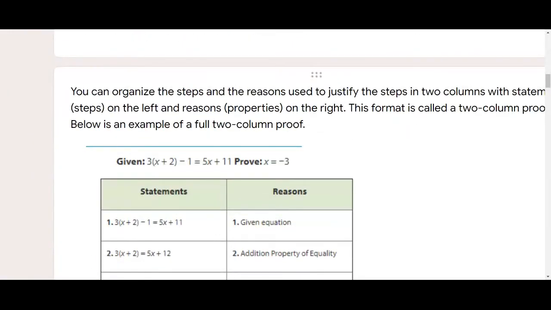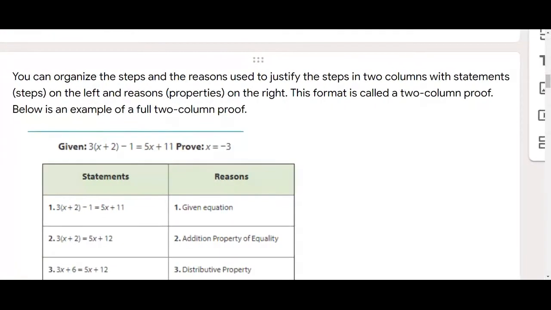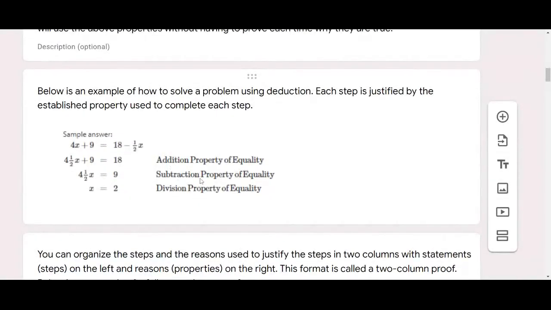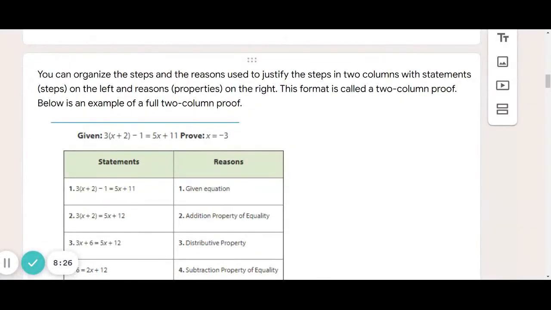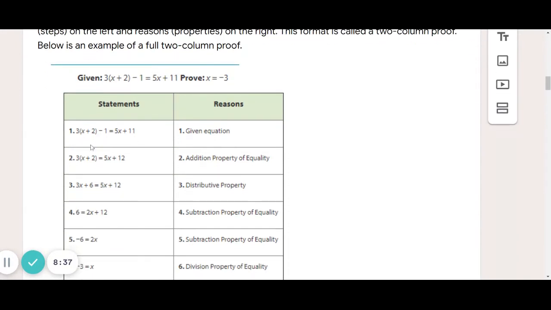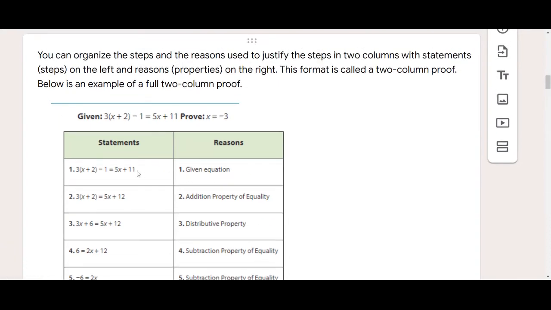So look at this. What we're going to move now is to something called a two-column proof, which is really this, just in a more organized fashion. So what you can do, you can organize the steps and the reasons used to justify the steps in 2 columns with statements on the left. So on the left, you state what the new answer will be after you do each step of math. So we start here, we can get to there, we can get to there. And then on the right, you're going to give the reasons. Today, that's the properties, goes on the right. This is called a 2-column proof.